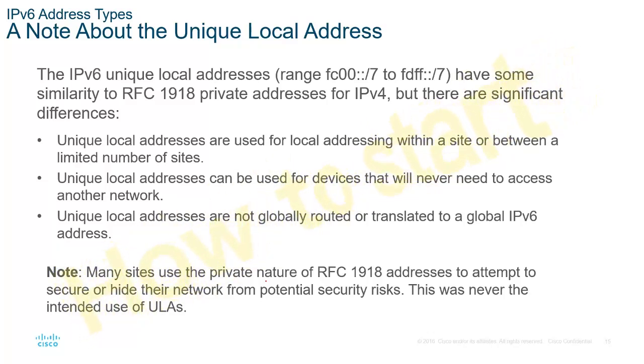They are unique local addresses used for local addressing within a site or between a limited number of sites. Unique local addresses can be used for devices that will never need access to another network. Unique local addresses are not globally routed or translated to a global IPv6 address. That is the key takeaway. These types of addresses cannot be translated to a global address, where a link local address can be.